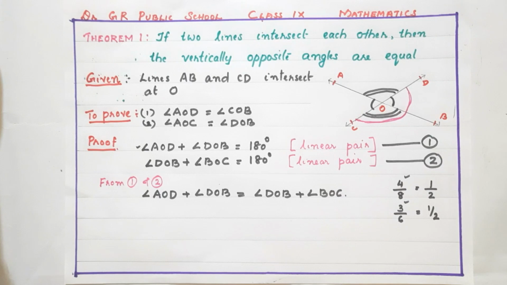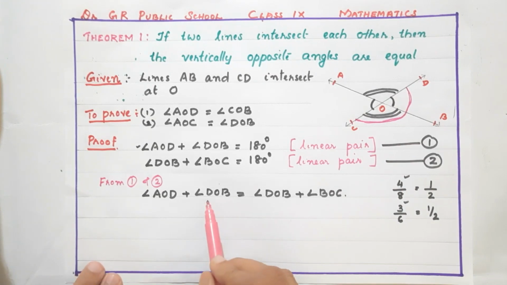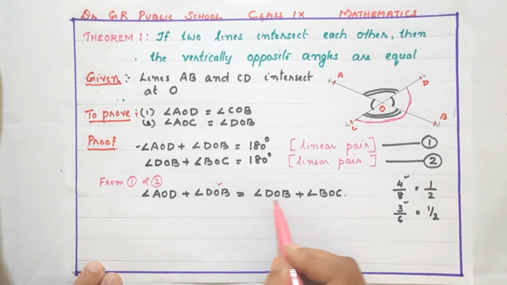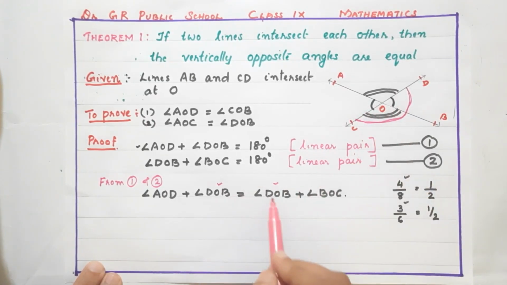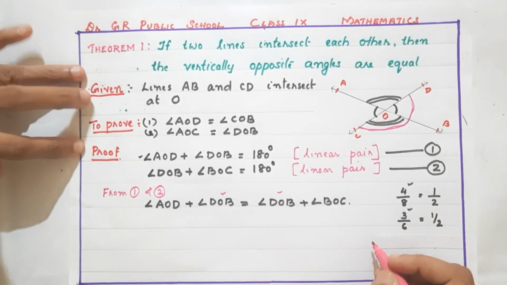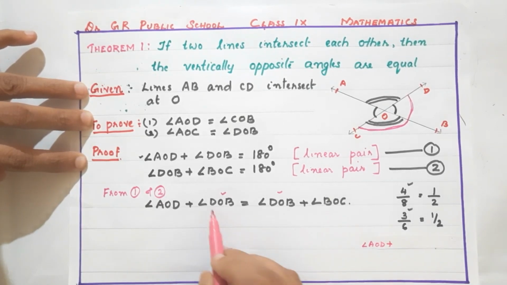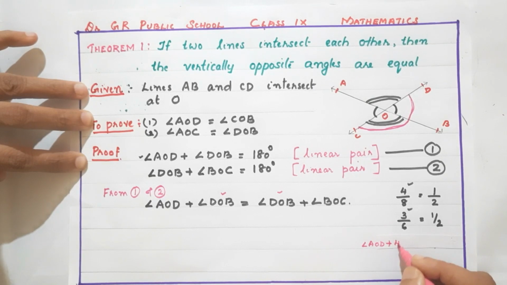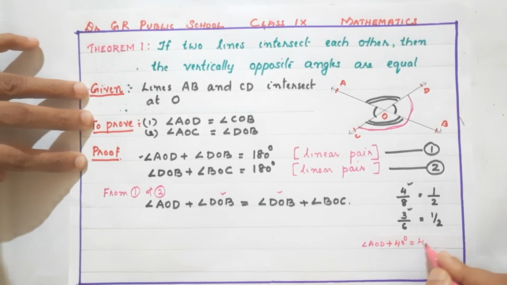Actually angle AOD, angle BOD, DOB, all are measurements, isn't it? And here we have angle DOB, here also we have DOB. Same angles with the same measurement. So when we have an equation like this, we can cancel these two angles. See children, if you are taking this as angle AOD plus, here I am giving one measurement, 40 degrees, is equal to, if this is 40, this is also the same angle. So 40 degrees plus angle BOC.